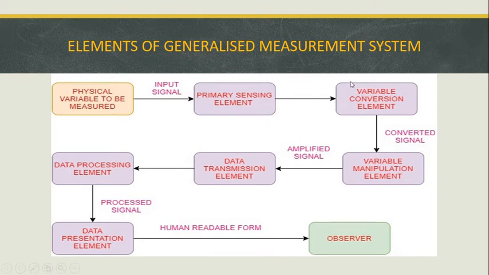Okay, then the second element is variable conversion element. Variable conversion element receives the output of the primary sensing element and converts the variable to the required form. The next one is variable manipulation element. This variable manipulation element receives the converted signal from the variable conversion element and manipulates, then amplifies the received signal.